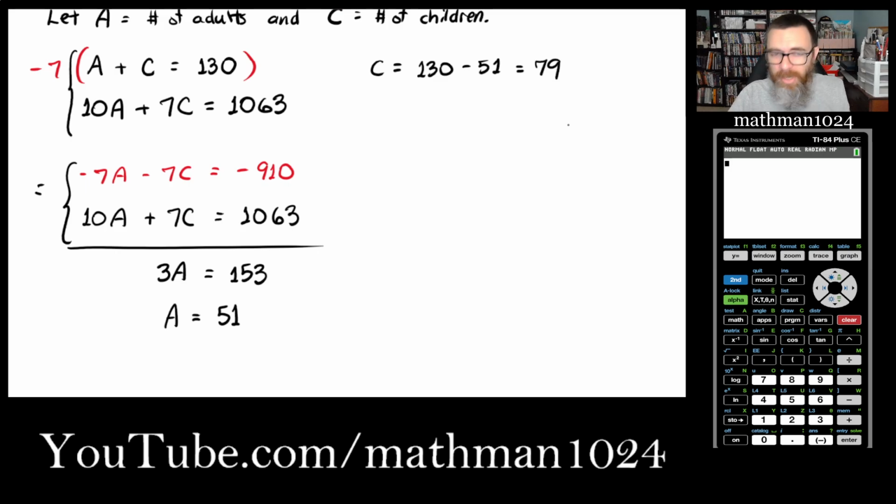I think that's right. I know I've got a calculator, so probably check. All right, fine. You know what? I'm going to check. Does that make you happy? Sure. So 51 plus 79 equals 130. Great. Now look at your second equation.